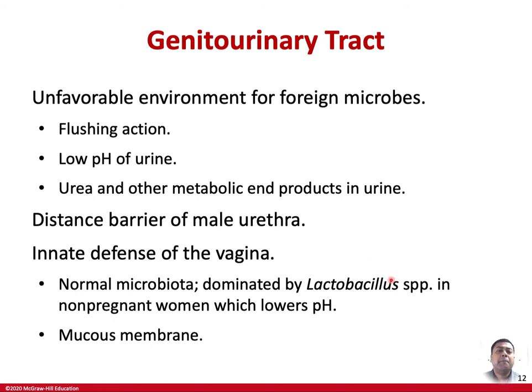But along with that, there is normal microbiota, which is dominated by Lactobacillus species in non-pregnant women, which lowers the pH of the urogenital tract. And that also prevents the growth of many of these pathogens. And also, of course, the mucous membrane, which is rich in lysozyme and many antimicrobial defense proteins, as well as antibodies, but those antibodies are part of your adaptive immune response. We're going to talk about those in a later part. But all of these protect the bodily openings from the invasion of microbes.